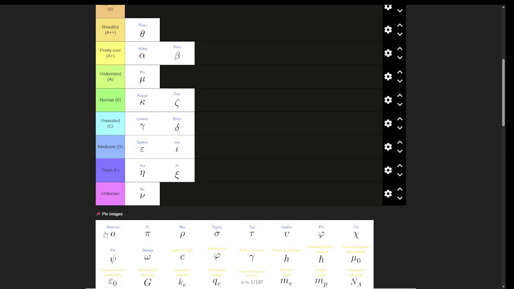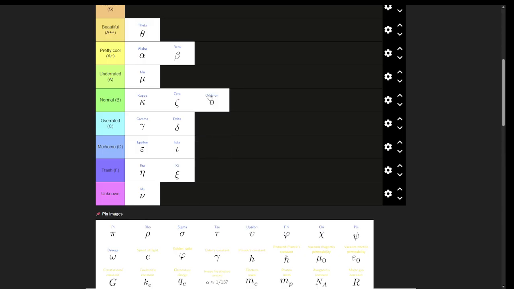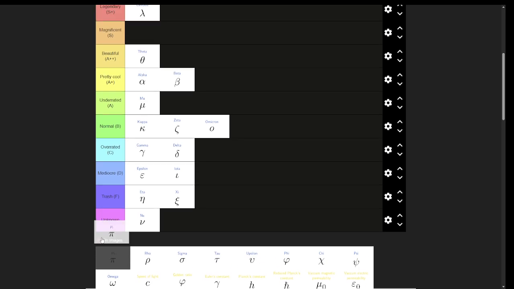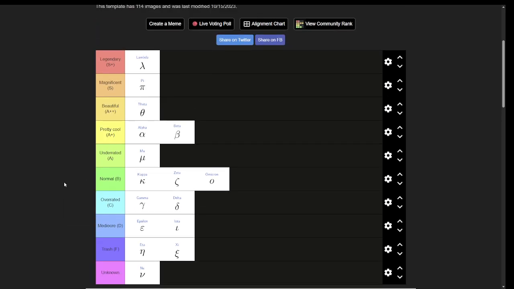Omicron. I'm going to put it on the same level as Kappa, easy to remember, it's the same as the name, it's unique so you can remember it. Now we got the big boss, Pi. The Pi's a goat. We all love Pi. And you learn it already in 6th grade. You know it. It's magnificent. S tier.